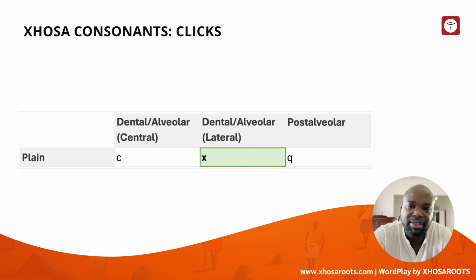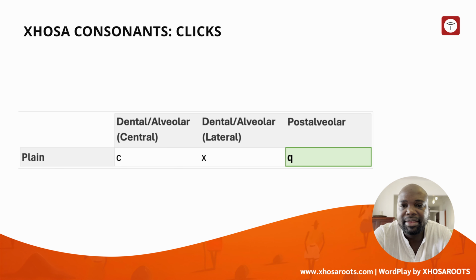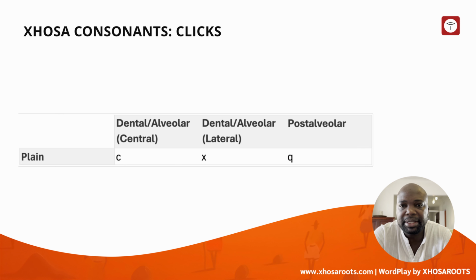And then lastly, we have the postalveolar click. It's a popping sound, and it's made with the tongue placed against the roof of the mouth. So those are the basic or the plain clicks that are found in the Xhosa language.